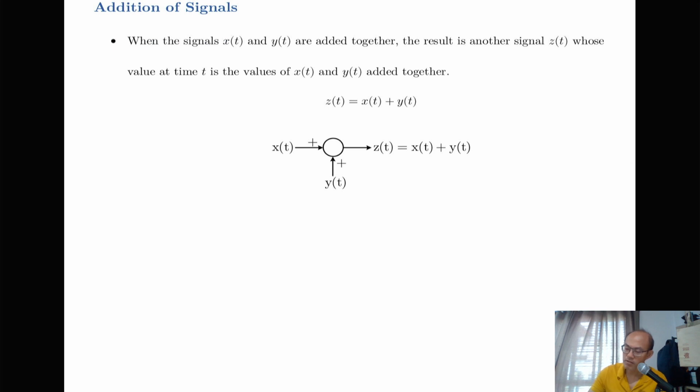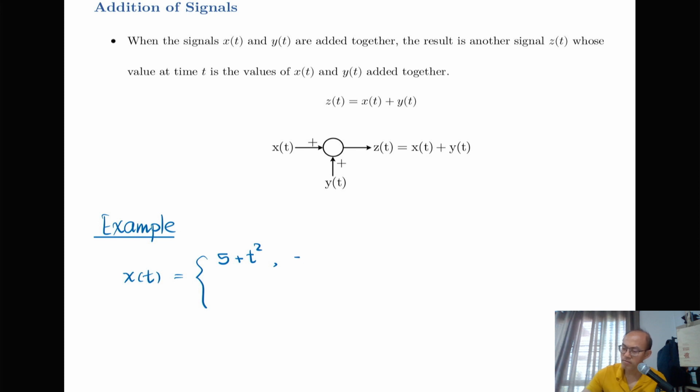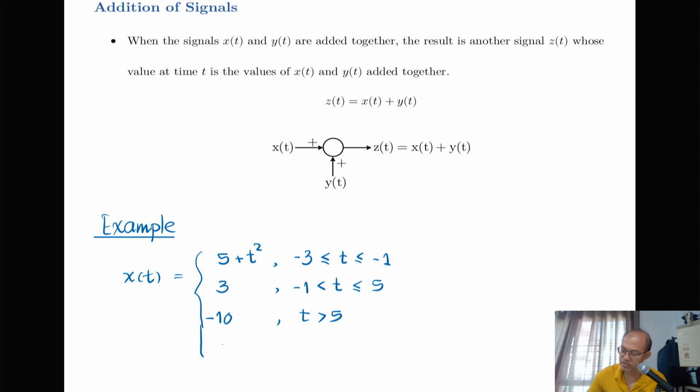As an example, let's say that we have two signals, x of t equal to 5 plus t squared when t is from -3 to -1, and then 3 when t goes from -1 to 5, and then -10 when t is greater than 5, and then 0 else.